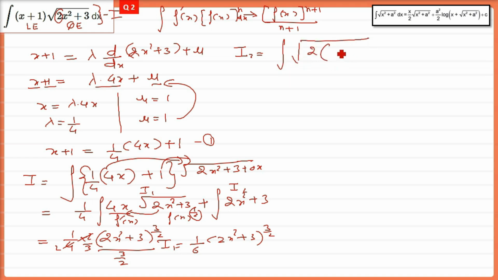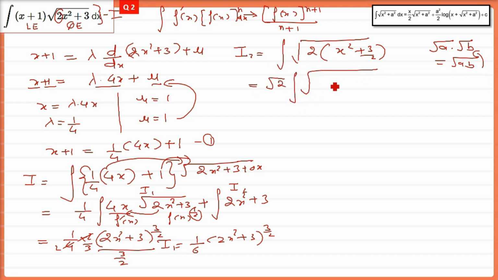So I'm taking 2 outside. When you take anything outside, the inside things will be divided by that thing. That is x square plus 3 by 2. Now under root of a into b is under root a into under root b. So you can separate this under root 2 from under root x square plus 3 by 2. Now this 3 by 2, we have to make it a perfect square. So just write under root 3 by 2 and square it.